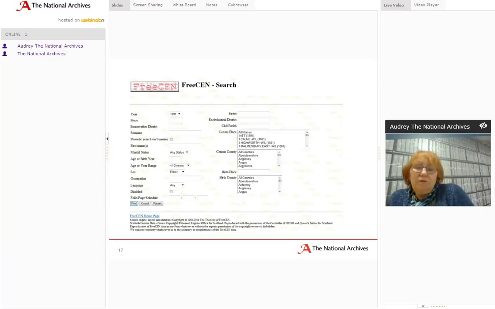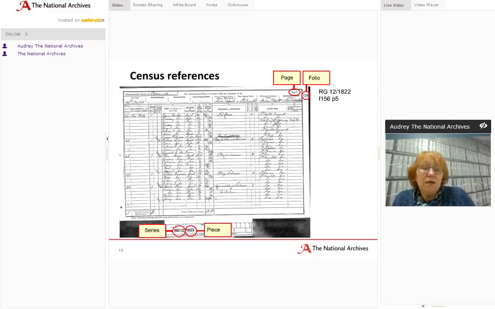And what if you're using something like a printed index or an index without images, the way to find the image will be to use the census reference. That's usually how a good transcription will direct you to it.